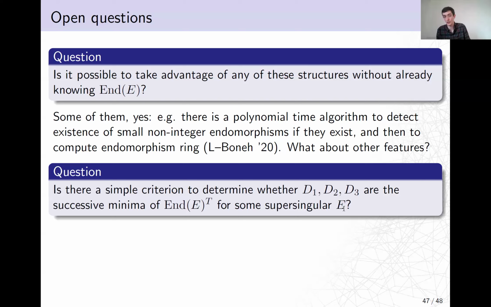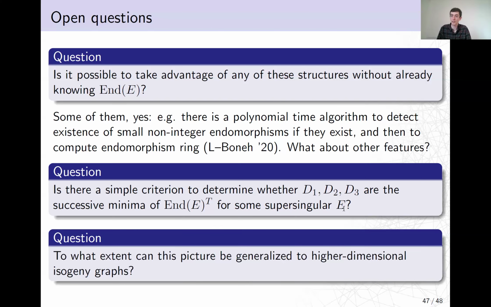Other questions: is there some simple criterion to determine when a triple of integers happens to be the successive minima for the Gross lattice of a maximal order in B_{p,infinity}? There are some simple criteria that are necessary, and we have an algorithm that we can push through, and if it's successful, it produces the corresponding maximal order. But in general, I don't have a nice numerical criterion that will tell you this triple corresponds to an elliptic curve. And finally, to what extent can this picture be generalized to higher dimensional isogeny graphs?